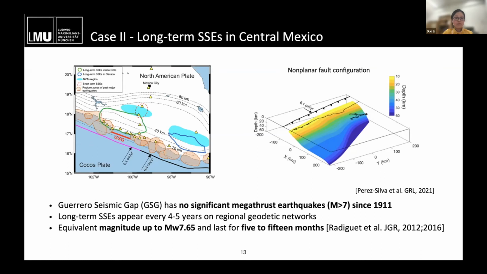The interesting story is that in 2014, just during the rupture of this slow slip event, there was a magnitude 7.2 thrust earthquake that nucleated at the edge of this slow slip rupture. So it's very interesting to investigate the relation. First, the physics of the long-term slow slip cycles here and the interaction between slow slip and the thrust earthquake.